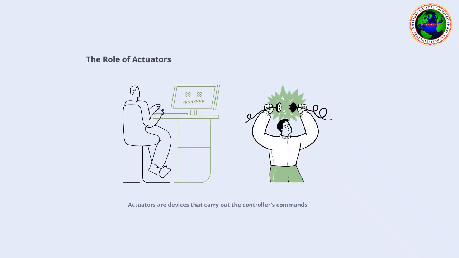Actuators are devices that carry out the controller's commands. They convert electrical signals into physical actions, such as turning a motor, opening a valve, or moving a robotic arm. Actuators are essential for translating control decisions into real-world effects, making them a key part of any control system.